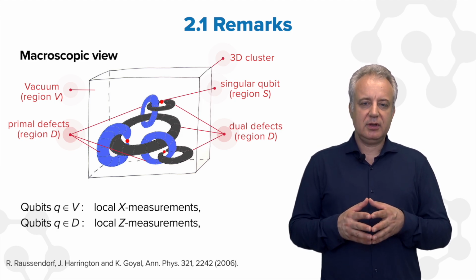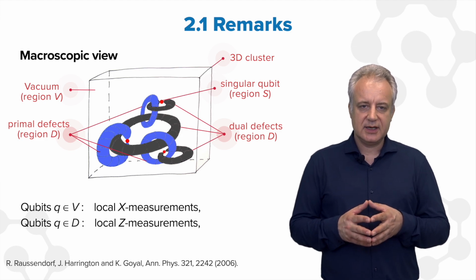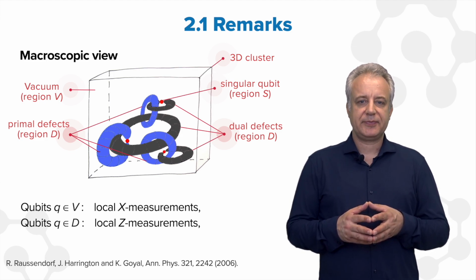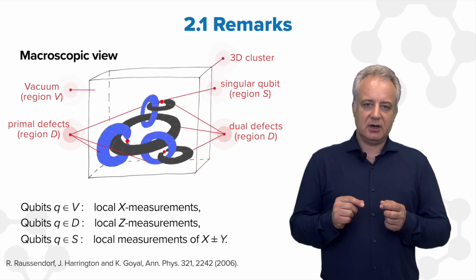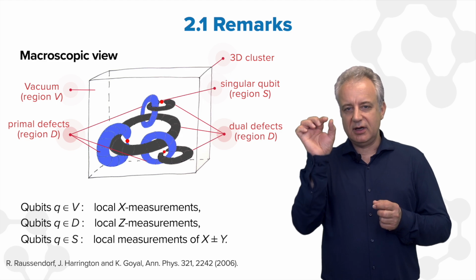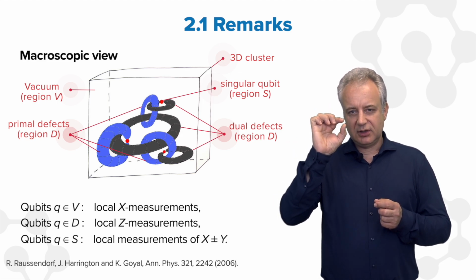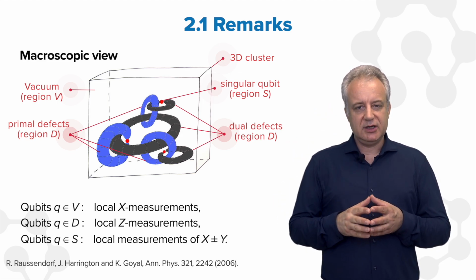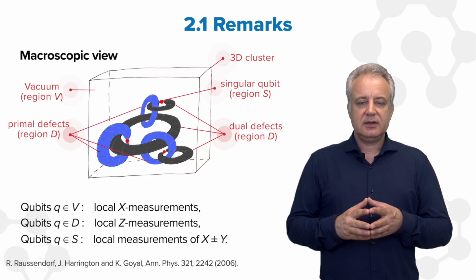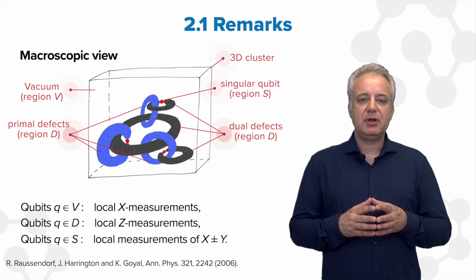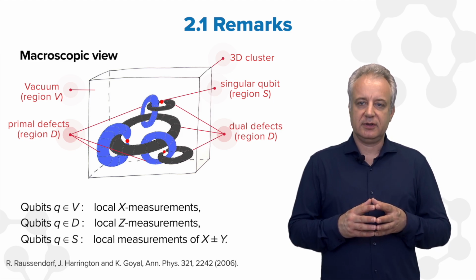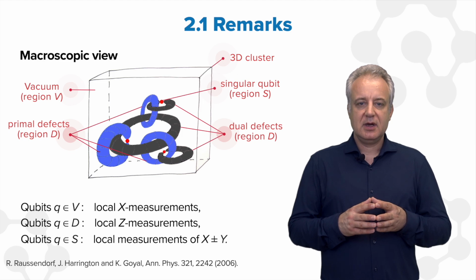Okay, remember the qubits in the D region, the defects, are measured in the eigenbasis of sigma z. Finally, we have the singular qubits. While the other regions are extended, the singular qubits are individual qubits held in specific locations by the defects. The purpose of these qubits is to implement the non-Clifford gates. So the qubits in the region D implement the Clifford gates, and the singular qubits implement the non-Clifford gates. That's what their purpose is.